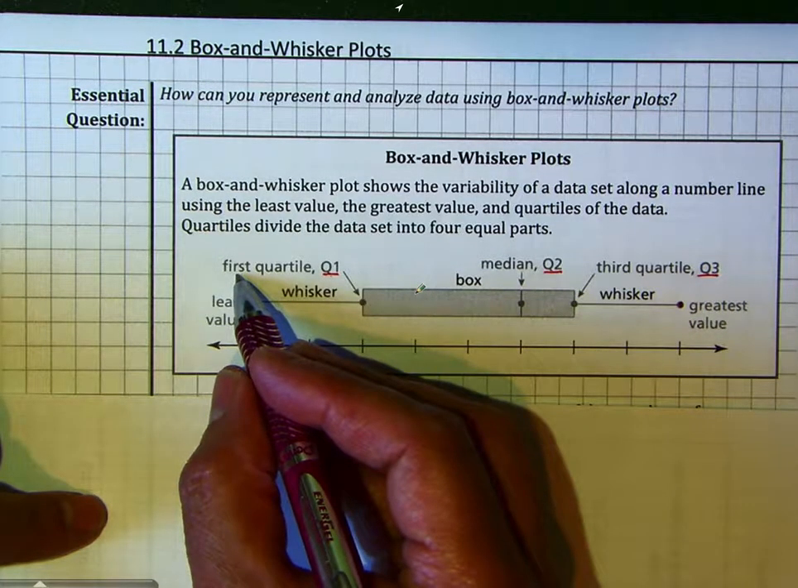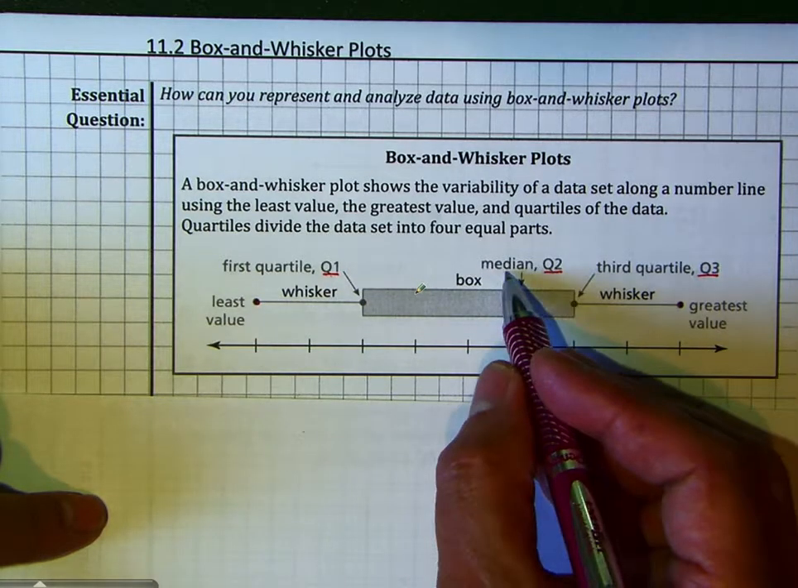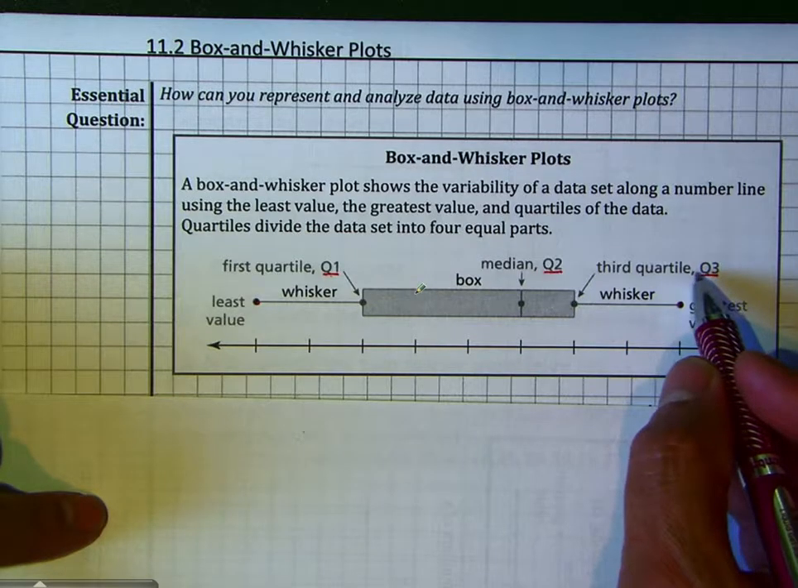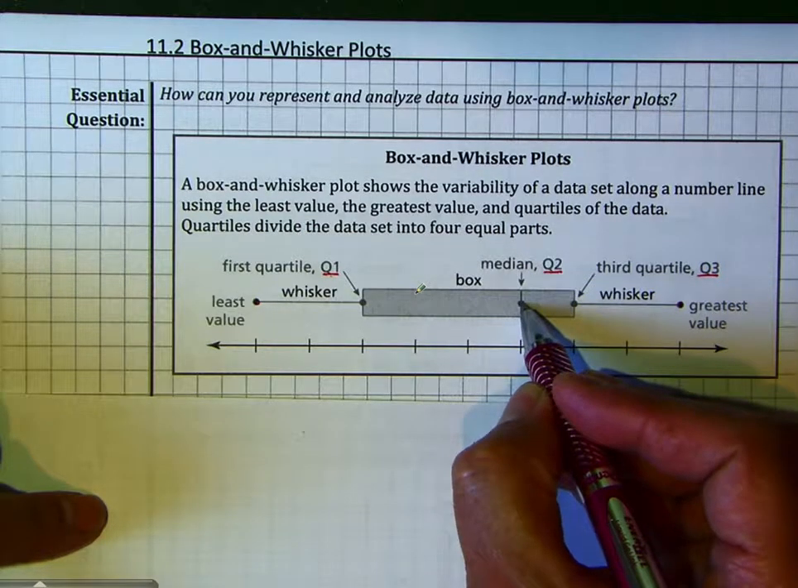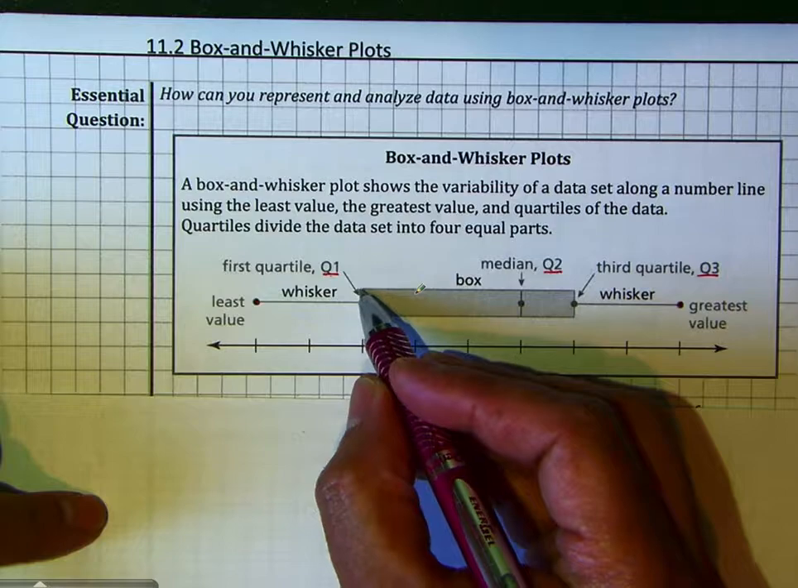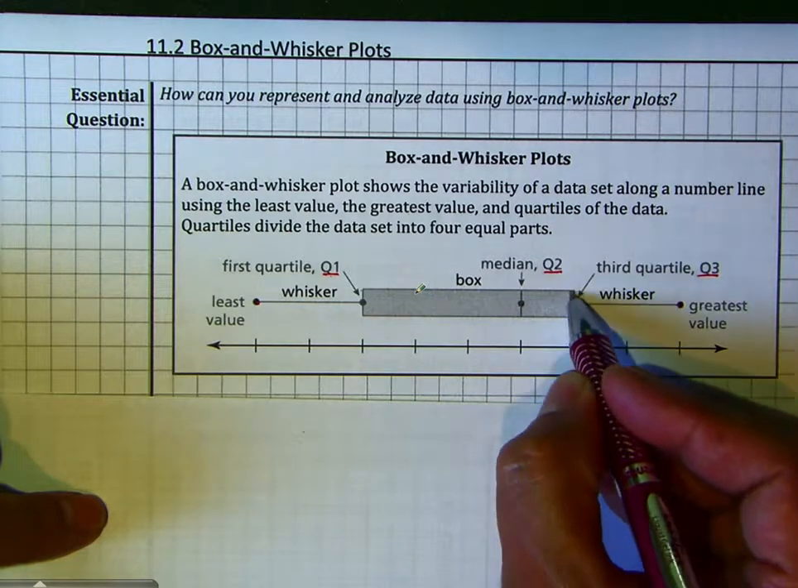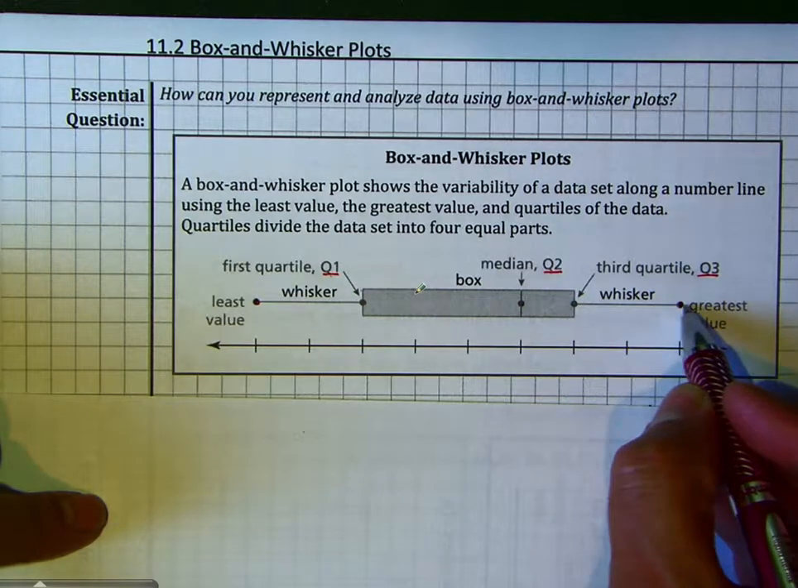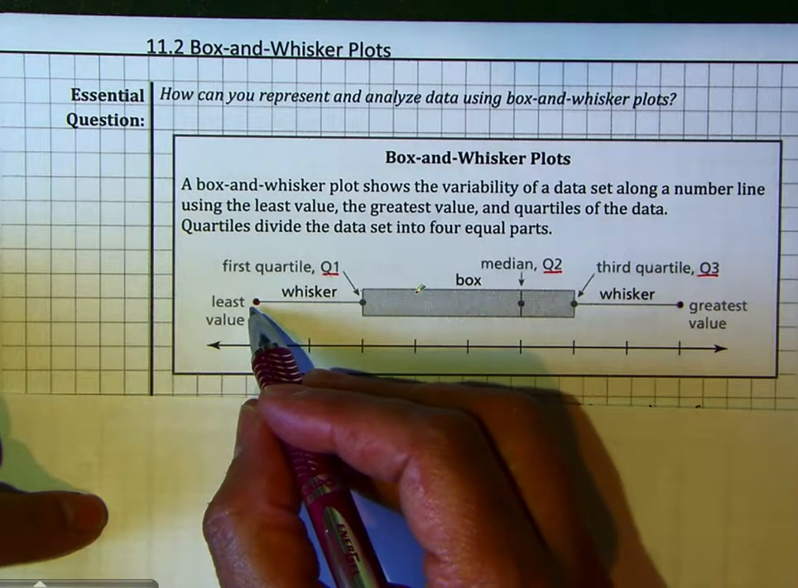Q1 is your first quartile. Notice that Q2 is your median, and your third quartile, we say that's Q3. Your median will be the one in the middle. Then from your first quartile to your third quartile, we're going to make a box, and the whiskers will go to the greatest value and to the minimum value, or to the least value.